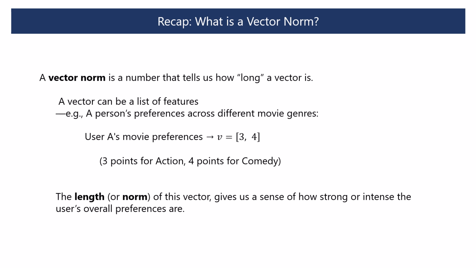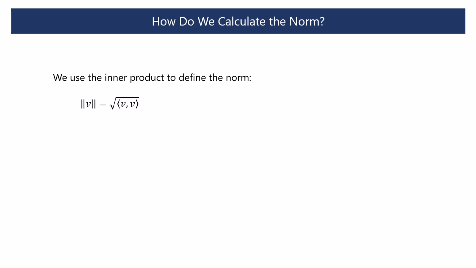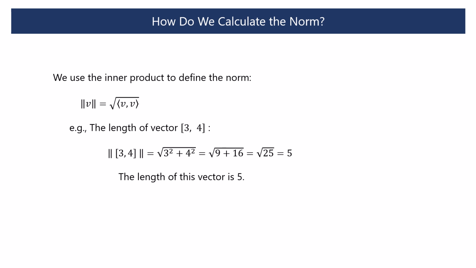The length of this vector gives us a sense of how strong or intense the user's overall preferences are. Just like how a long arrow points far from the origin, a long vector shows strong preferences. We use the inner product to define the norm. For example, the length of vector 3, 4 can be computed in this way. So, the length of this vector is 5.